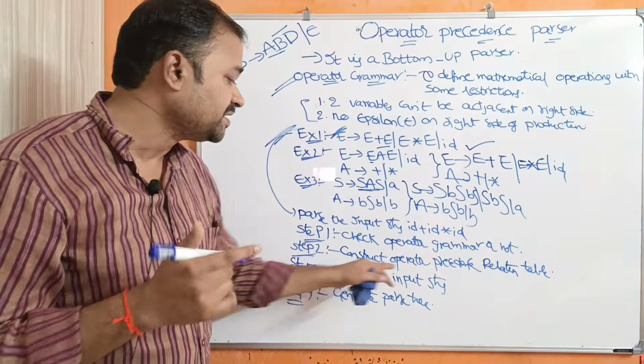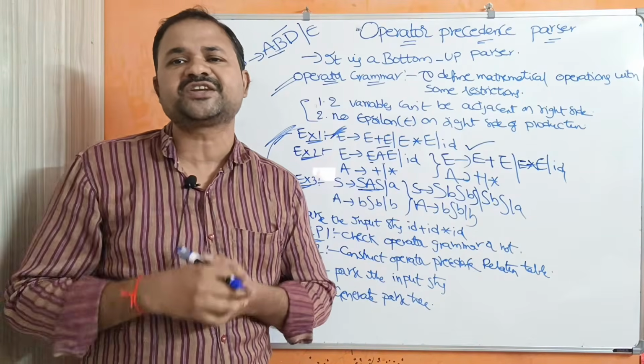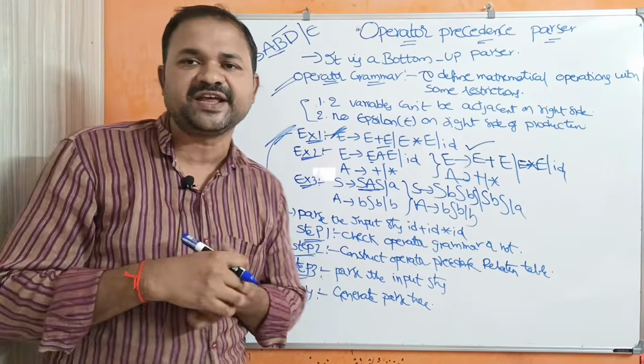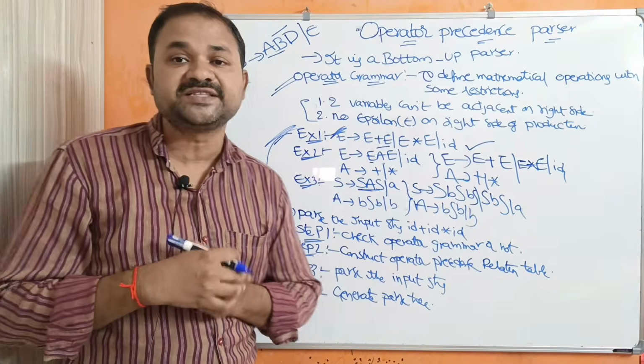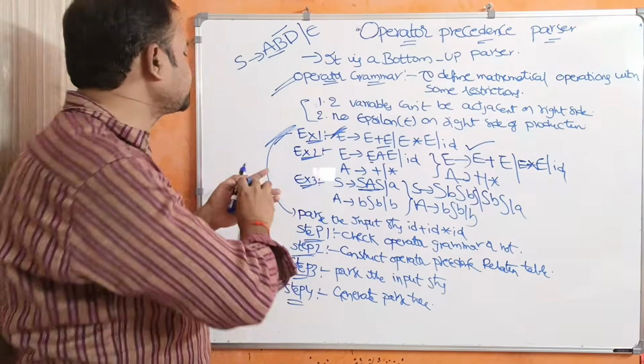So second step, construct operator precedence relation table. Step 3 is parse the input string. Step 4 is generate the parse tree. So now let us solve the problem.